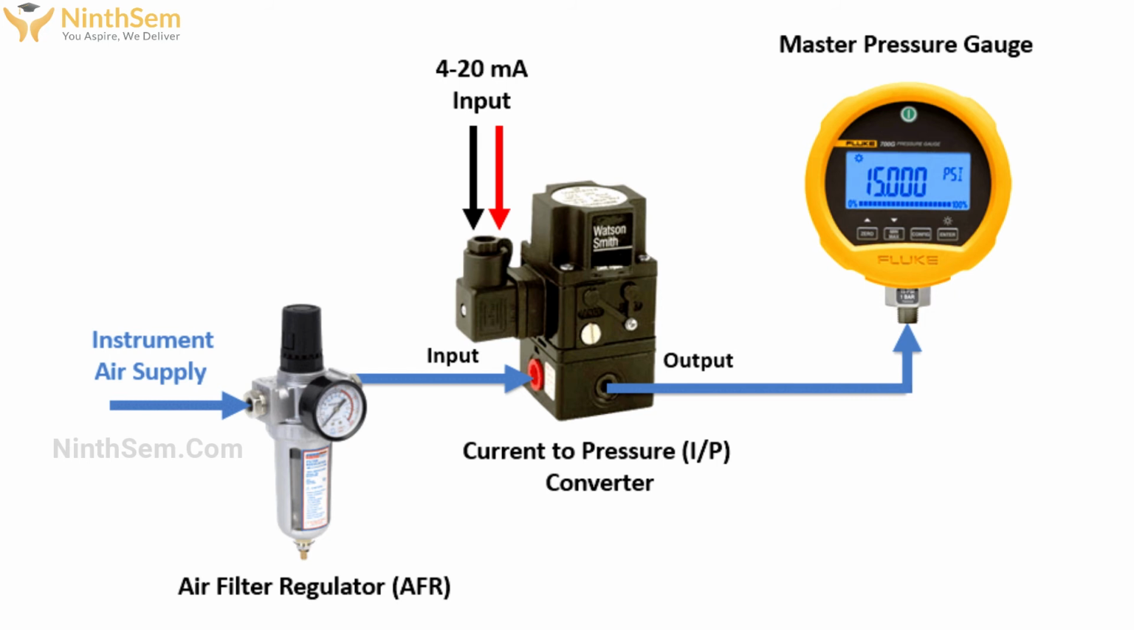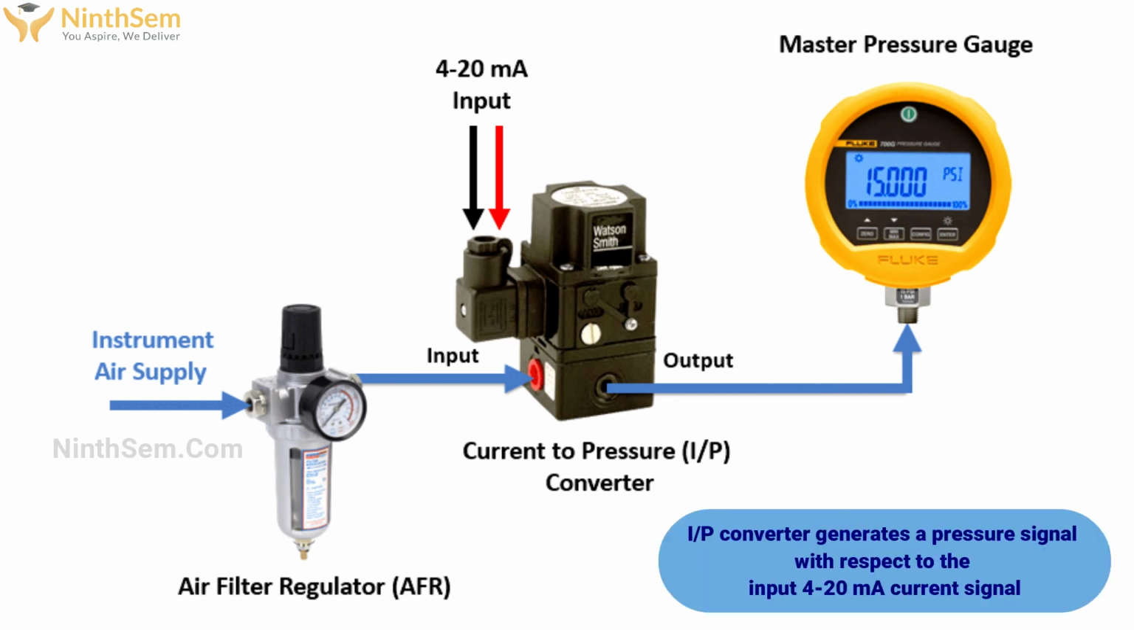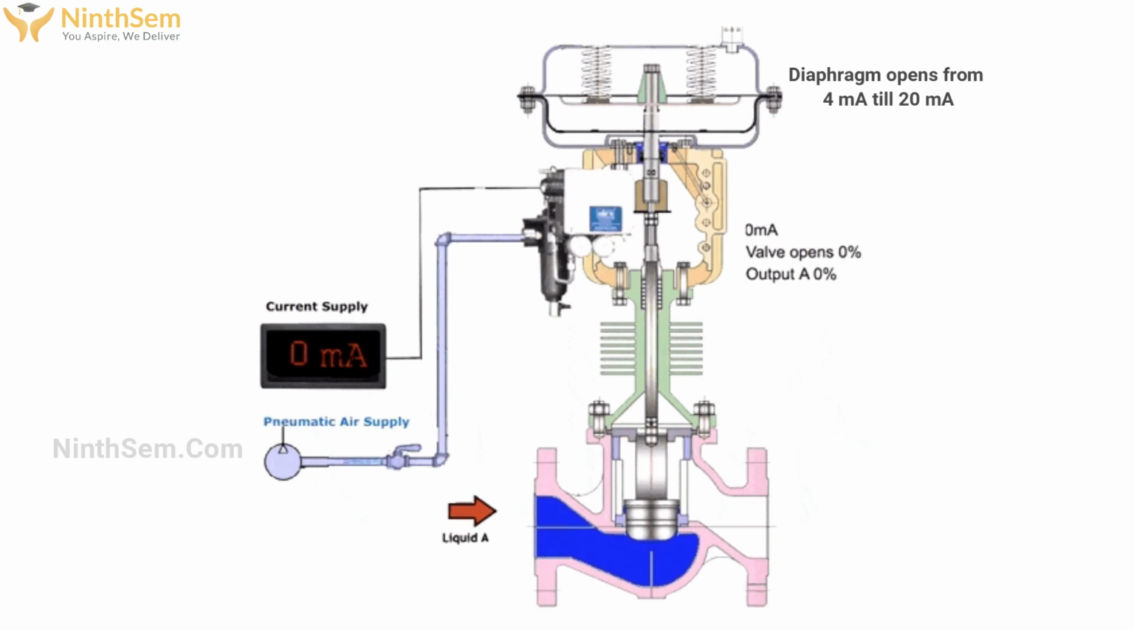Now how does the control loop complete? What is the role of the I2P converter? It will generate the required pressure signal as per the milliamp it gets, which is our control output parameter or control element. The control element is our pneumatic control valve. It will work according to the pressure given by the I2P converter. So you see in the figure, it is a control valve operation principle.